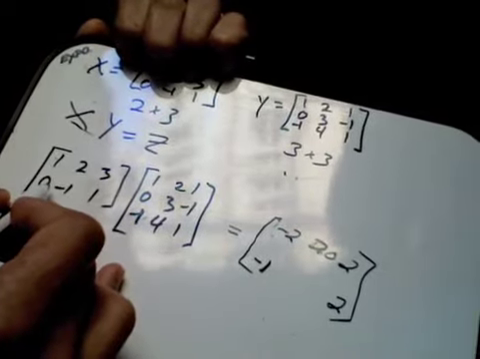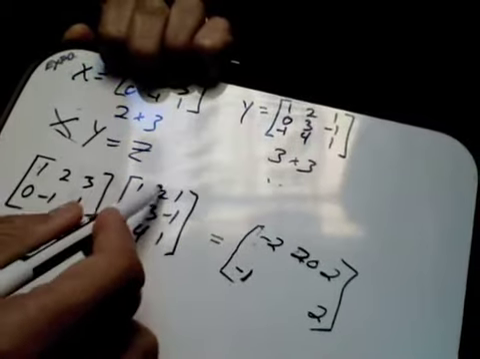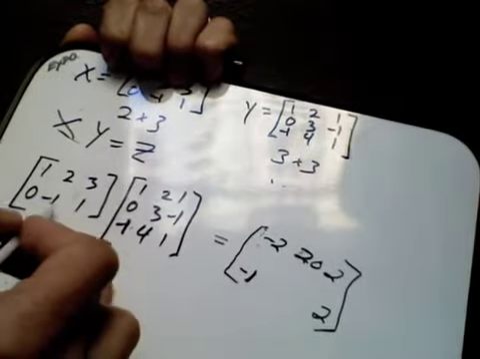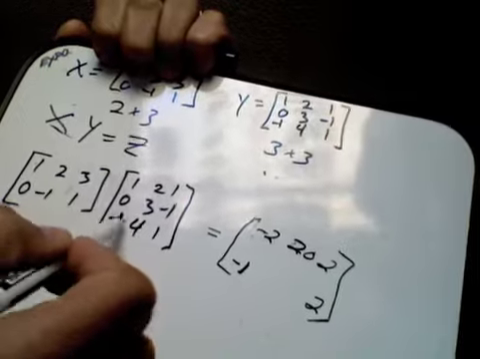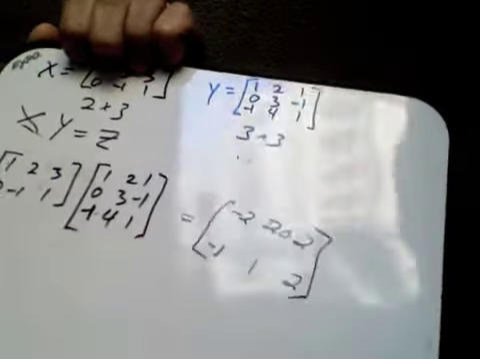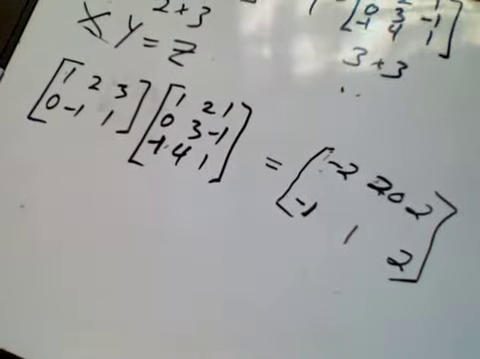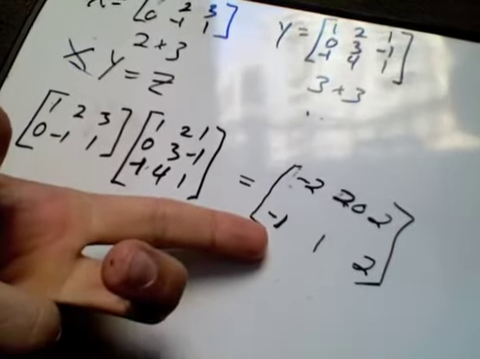Okay, the only one left is the bottom middle. Bottom row, middle column. 0, -1, 1, 2, 3, 4. 0 times 2 is nothing. -1 times 3 is -3. 1 times 4 is 4. If you add that up, you get 1. So the result of multiplying X times Y, our matrix Z, is this crazy thing here. Okay?